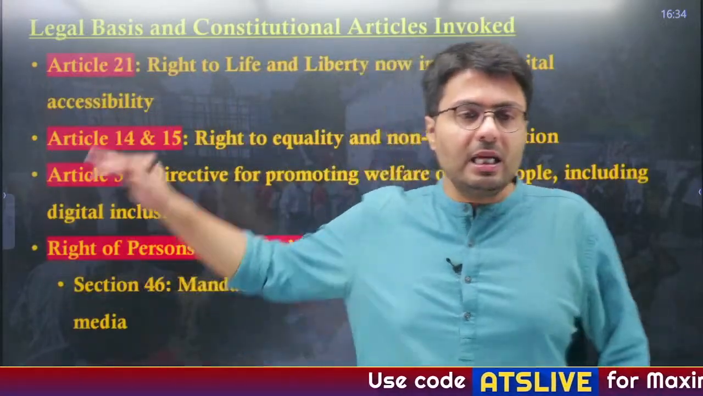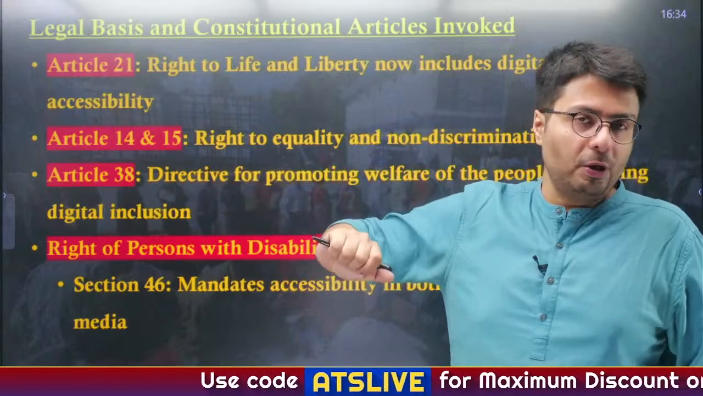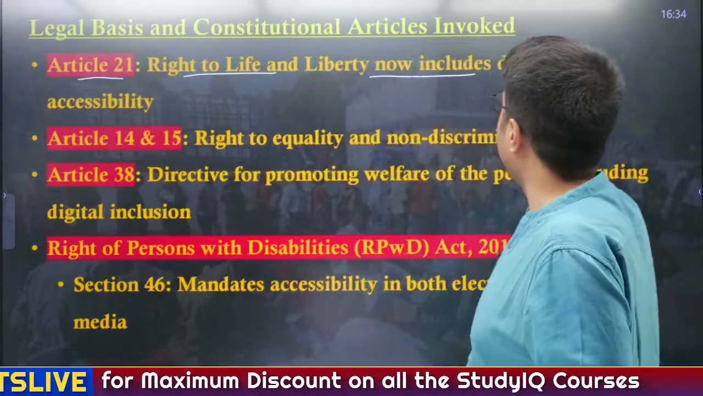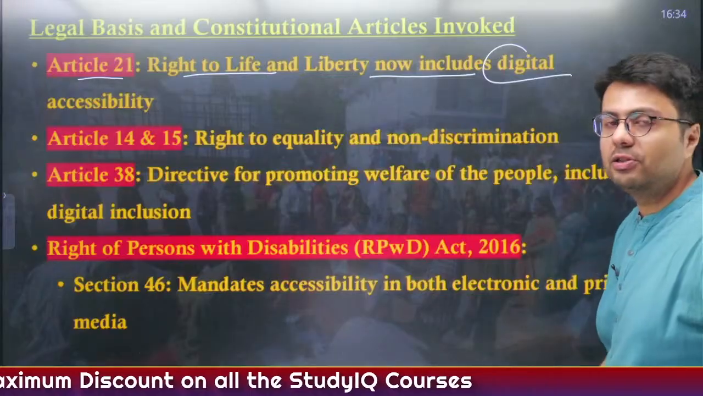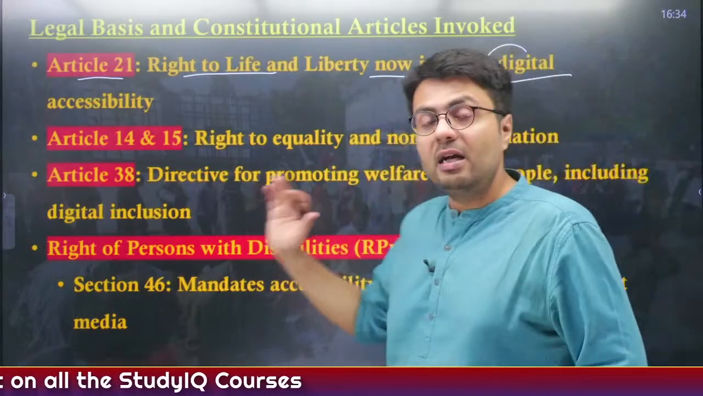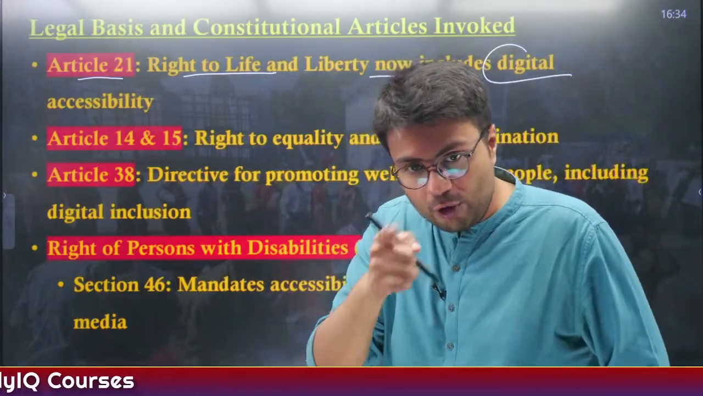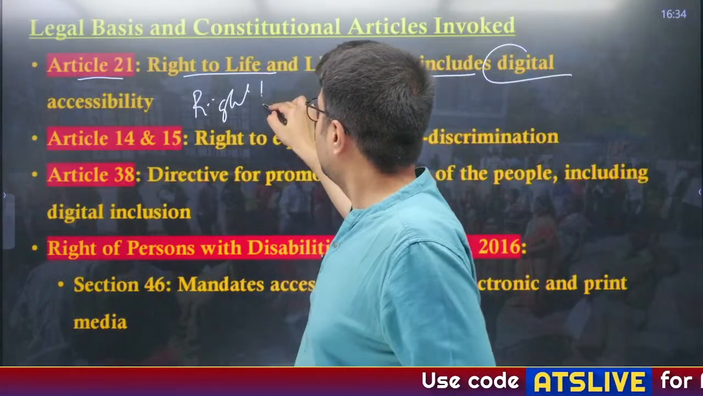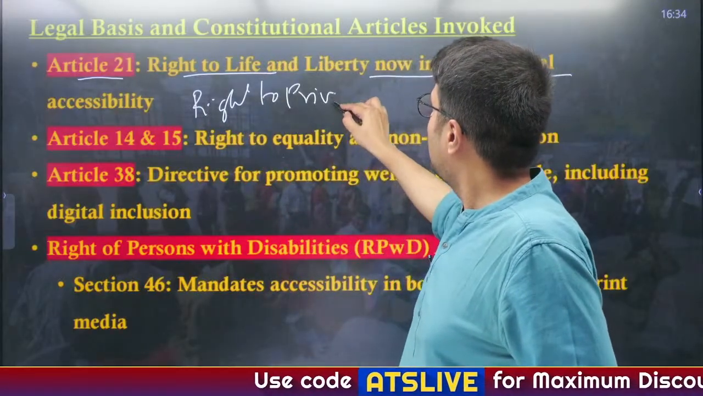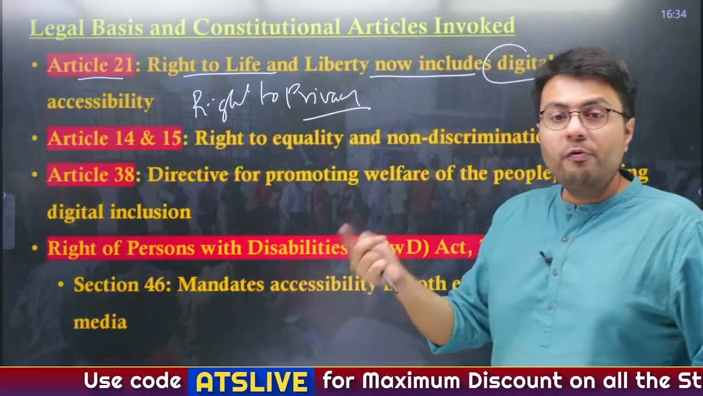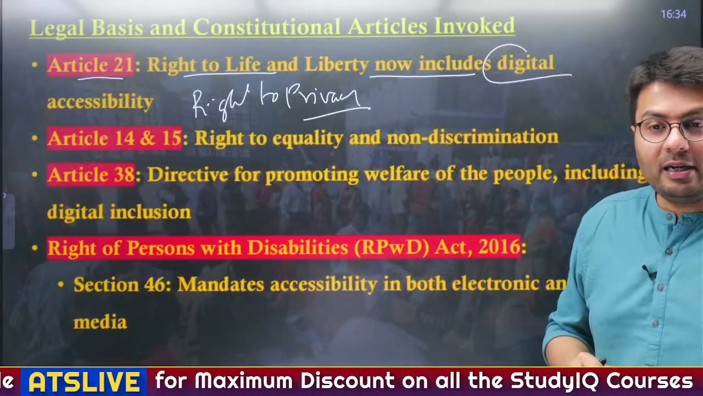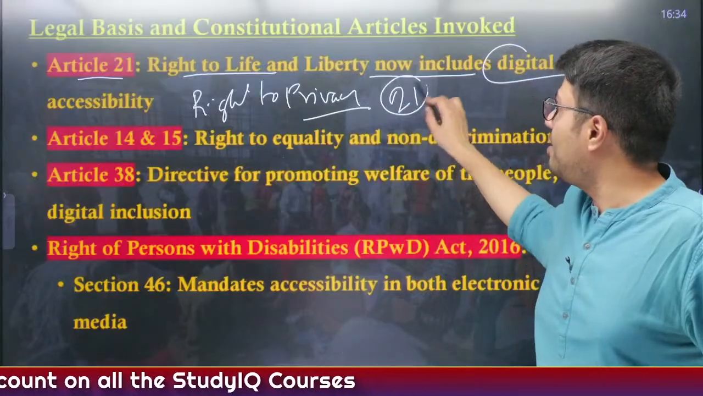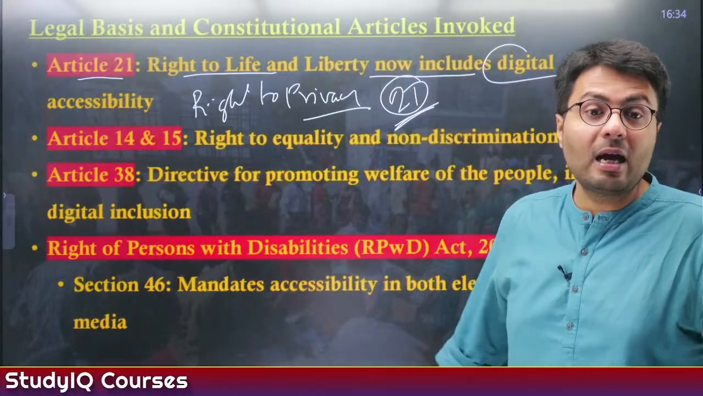Now let's see what are the legal articles that are involved in this particular discussion. First, obviously, is Article 21, which provides the right to life and liberty. Now it also includes digital accessibility. What are the other rights that are included in Article 21? If you know, let me know. I'll tell you one of them: the right to privacy. The right to move inside the country is part of Article 19. The right to move outside the country is a part of Article 21. Where was it announced? In the Maneka Gandhi judgment.